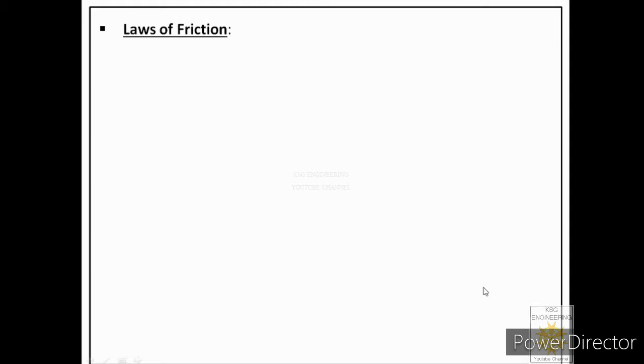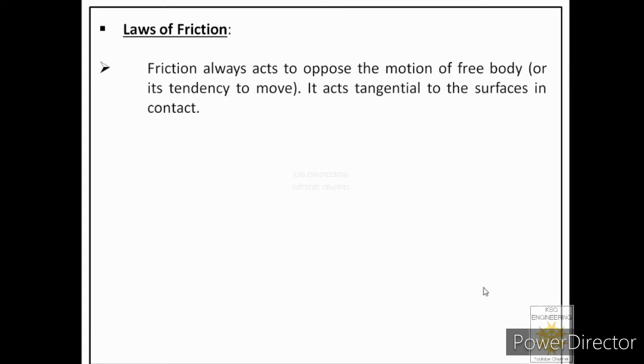In the previous lecture we have discussed different concepts of friction, and from those concepts we have concluded certain important points, and we will call those points the laws of friction. So let us see the summary of those points in this lecture. So let us start with the first point.